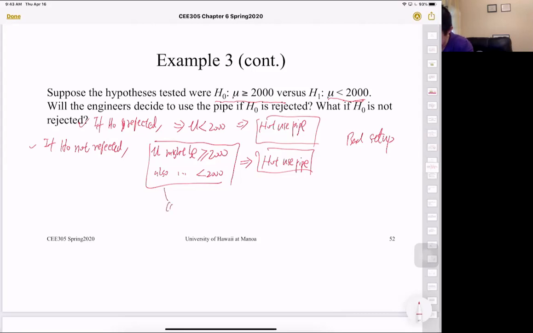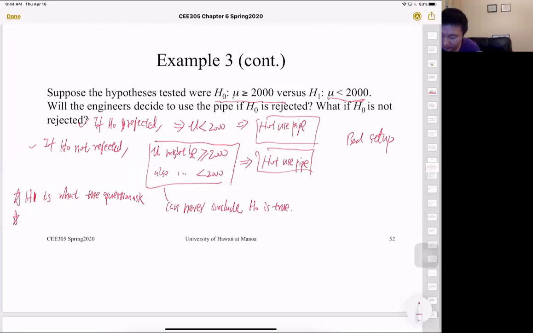Again, we can never conclude H0 is true. So that's the reason why whatever the question is asking should go to H1. H1 is what the question is asking. Because if H0 is what the question is asking, we can never be sure H0 is true or not. So this is one thing.